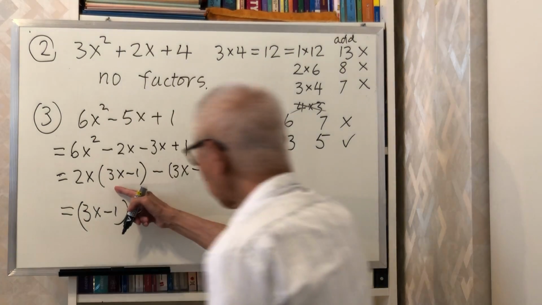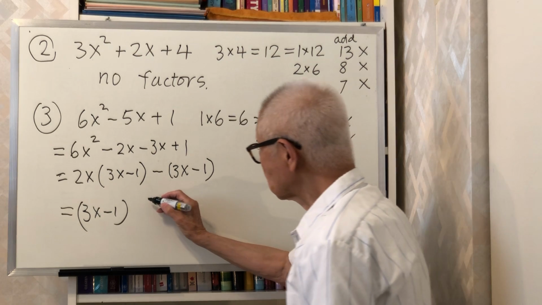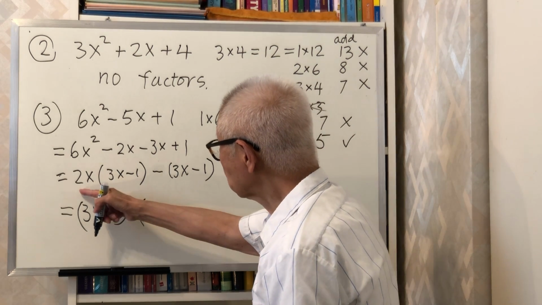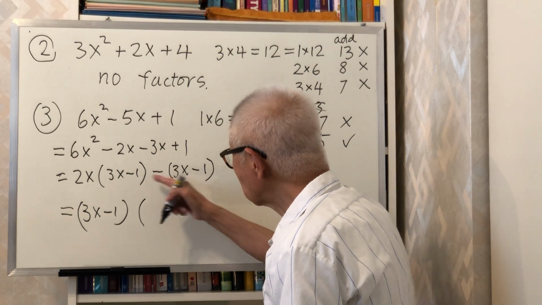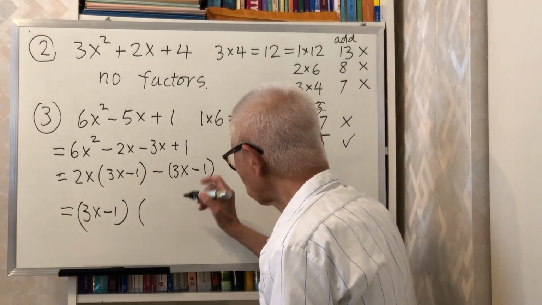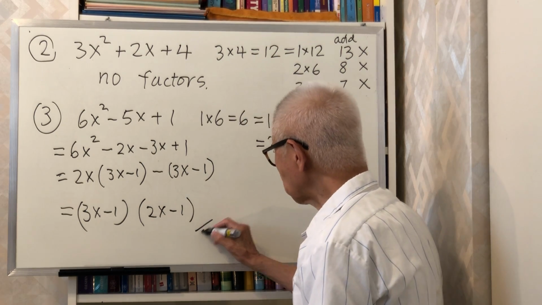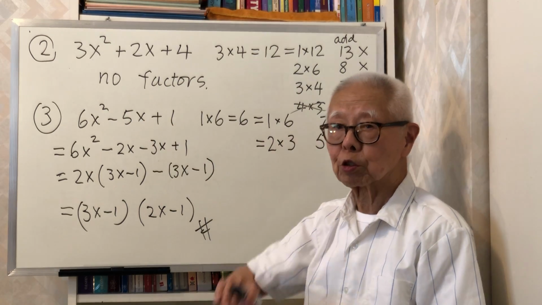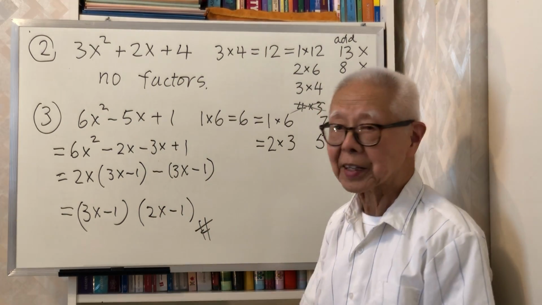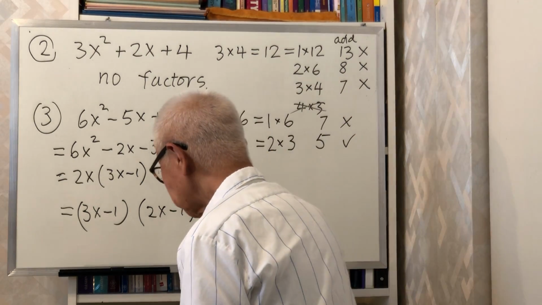Factor out 3x minus 1. What I have left is 2x minus 1. There is a 1 here. So 2x minus 1. So this is my answer. I break the middle term into 2 terms, and I can factor it. More examples.